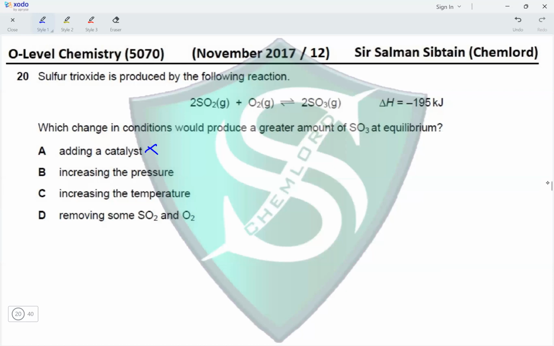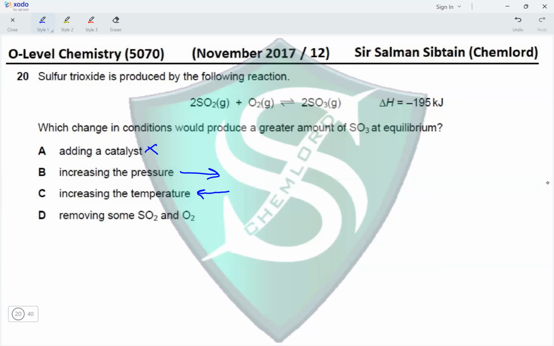Increasing the pressure. An increase in pressure favors the side with the lesser number of moles. So the number of moles of reactants is 3, the number of moles of products is 2. Therefore, the forward reaction would be favored. Increasing the temperature favors the endothermic side of the reaction. Since the forward reaction is exothermic, the reaction will be favored in the backward direction, which is the endothermic direction.